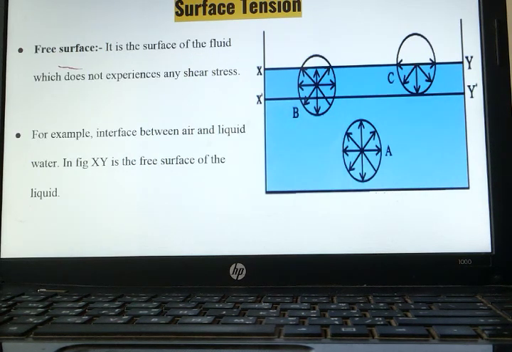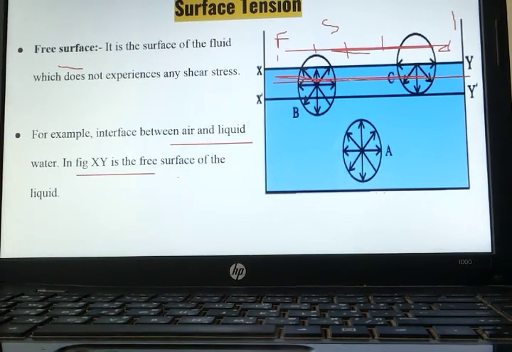Free surface. What is a free surface? If the surface of the fluid does not experience any shear stress. You can see all the molecules over here are on a free surface because there is no force acting on them, whereas over here there is a lot of force acting on them. So this is not called a free surface, but this is called a free surface. For example, the interface between air and liquid water. In the figure, XY is a free surface. The particles which are above XY are on a free surface.